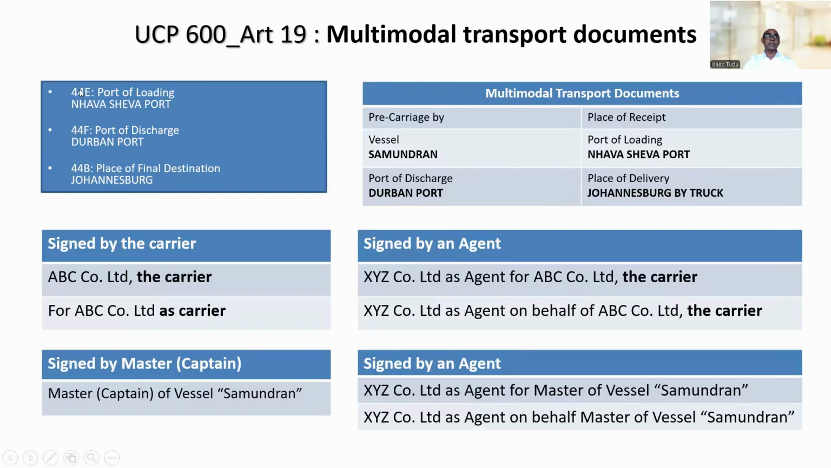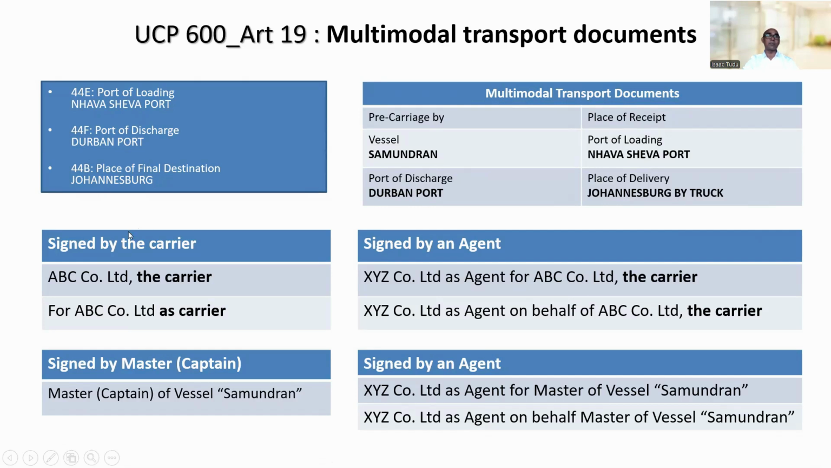Okay. So here is the situation that LC says, field number 44E, port of loading, Nhava Sheva port, port of discharge, Durban port, place of final destination, Johannesburg. Typical case of multimodal transport document. This is the multimodal transport document complying with the LC requirement, right? Here you can see port of loading, Nhava Sheva port, port of discharge, Durban port, place of delivery, Johannesburg, going by road from port of discharge, right?